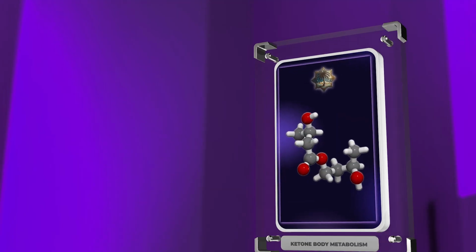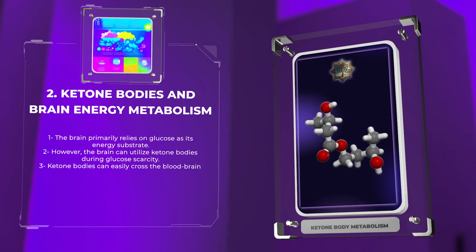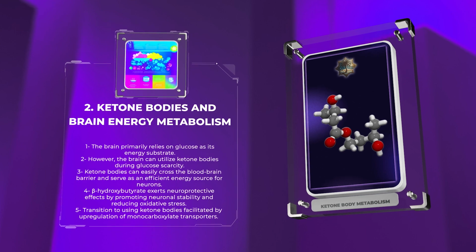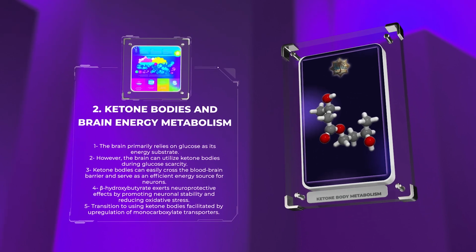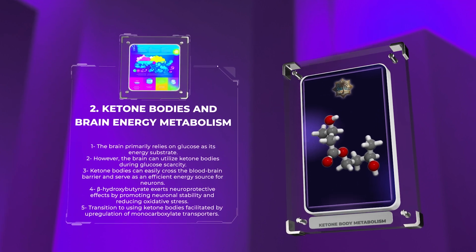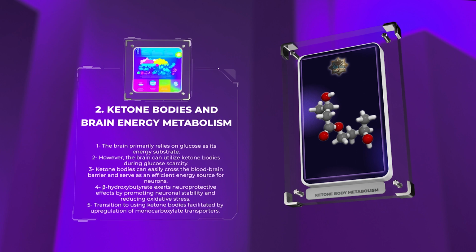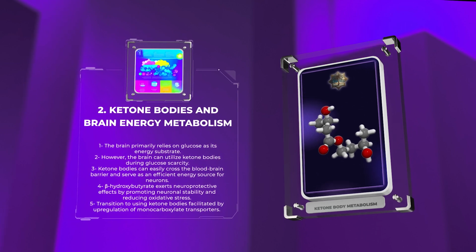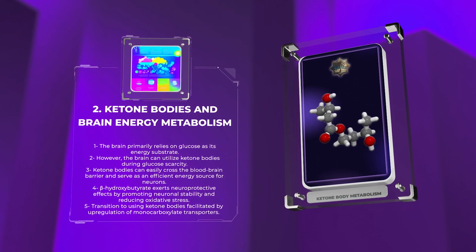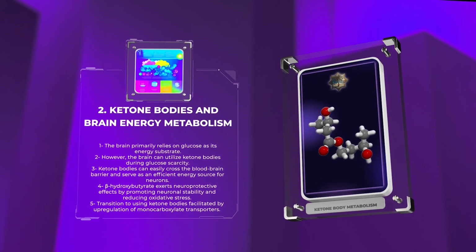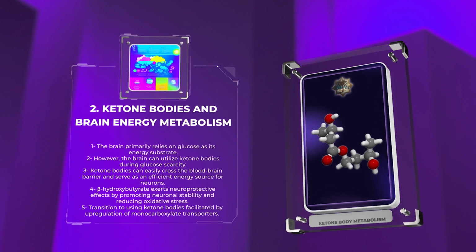The brain, although primarily reliant on glucose as its energy substrate, has a remarkable ability to utilize ketone bodies during times of glucose scarcity. Ketone bodies can easily cross the blood-brain barrier and serve as an efficient energy source for neurons. Beta-hydroxybutyrate, in particular, exerts neuroprotective effects by promoting neuronal stability and reducing oxidative stress. The brain's transition to using ketone bodies as fuel is facilitated by the upregulation of monocarboxylate transporters, MCTs, on the blood-brain barrier and neuronal plasma membrane. These transporters facilitate the transport of ketone bodies into the brain.